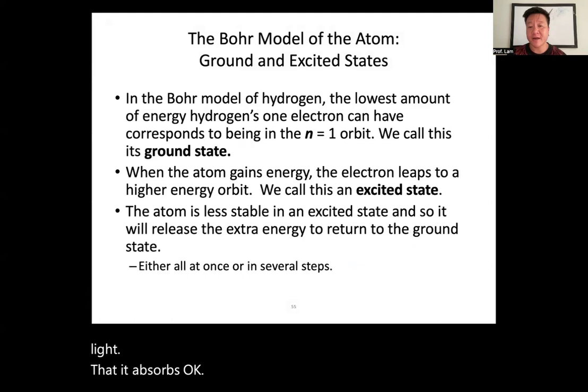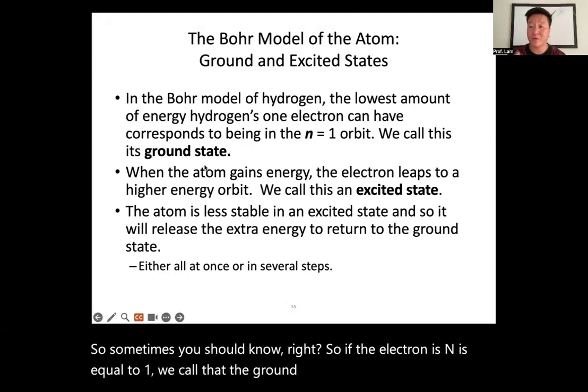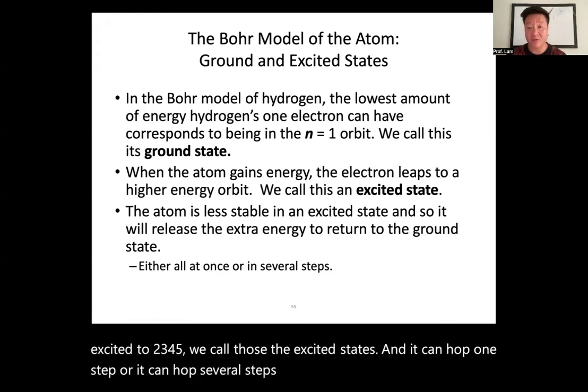So some terms you should know. If the electron is n equals 1, we call that the ground state. And then when it gets excited to 2, 3, 4, 5, we call those the excited states. And it can hop one step or it can hop several steps. It just depends on how much energy it gets.